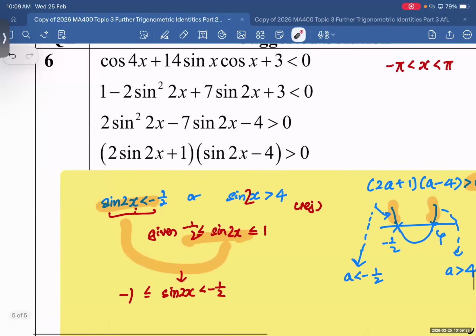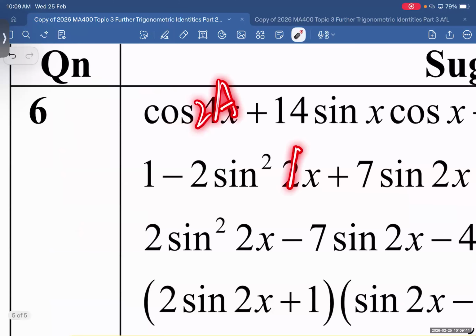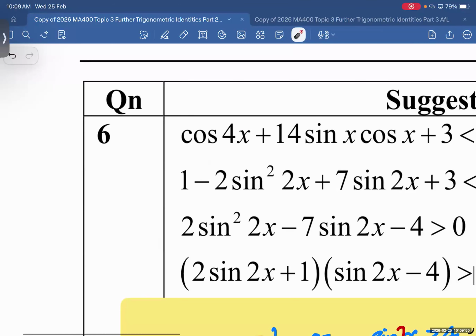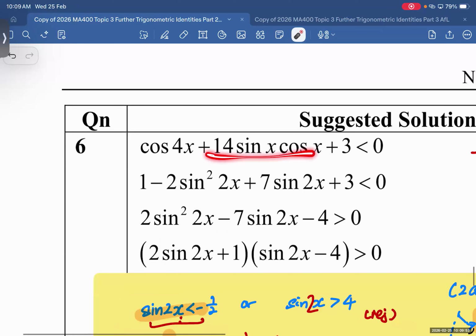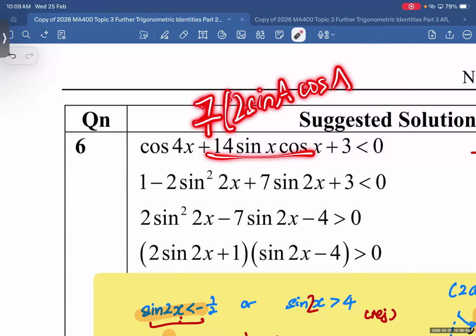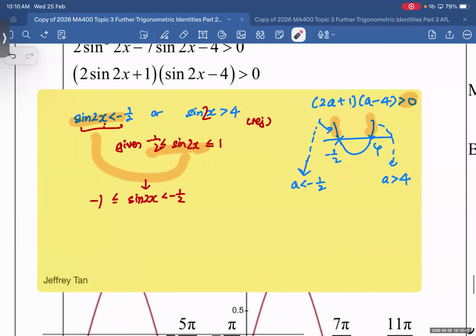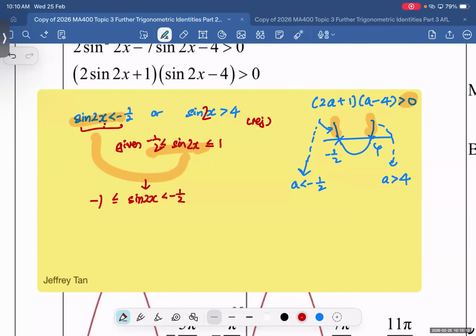How do I go from the first step to the second step here? What I do is I change cos 4x using the double angle formula. You see, cos 2A is 1 minus 2 sine square A, where the A is 2x. From here, this is 2 sine A cos A, which is the same as sine 2A. So back to this part. Sorry, I got distracted. Okay, so here, sine 2x is between negative half and negative 1, right?